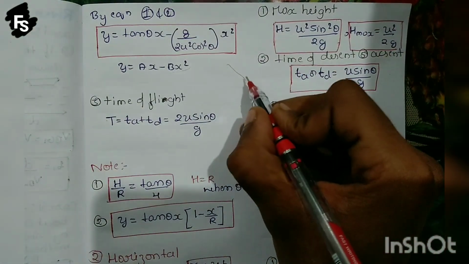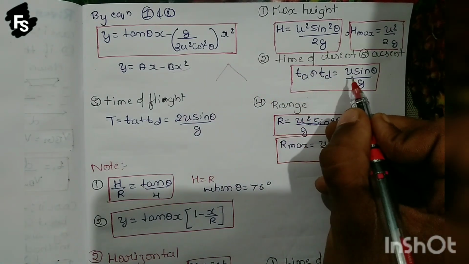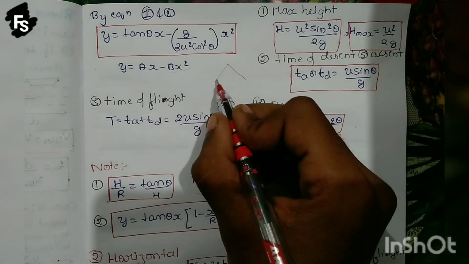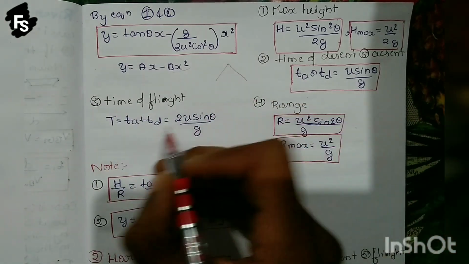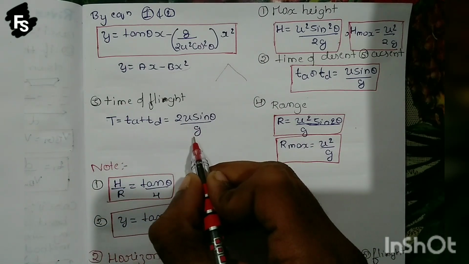Next, time of descent or time of ascent. Time of descent means coming down, time of ascent means going up. Both are the same, u sin theta by g. Then time of flight means both time of ascent and time of descent, that is, 2u sin theta by g.